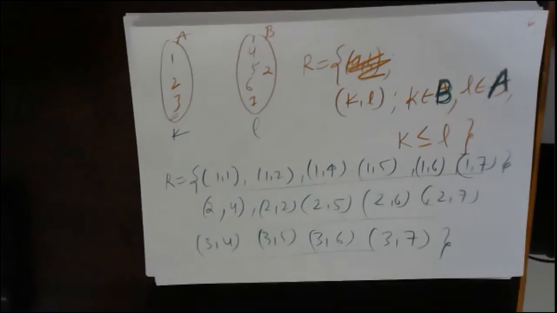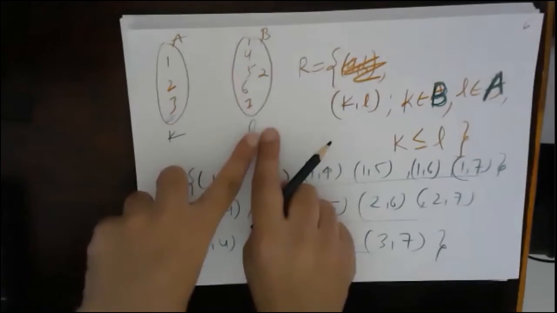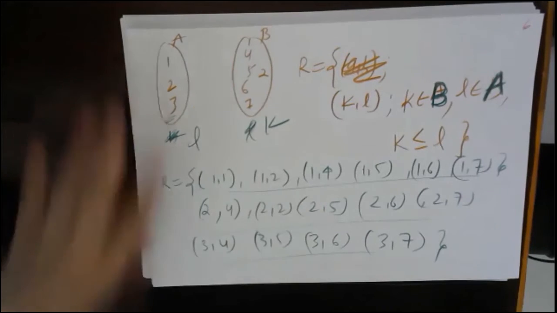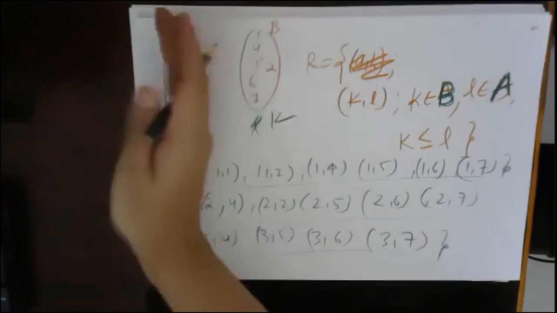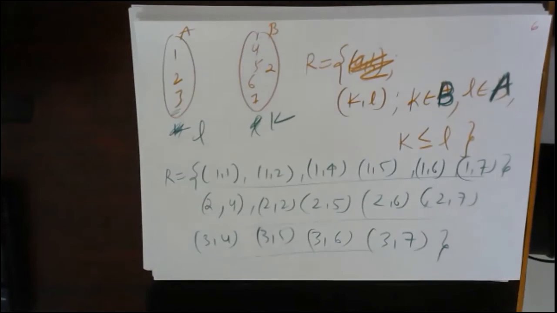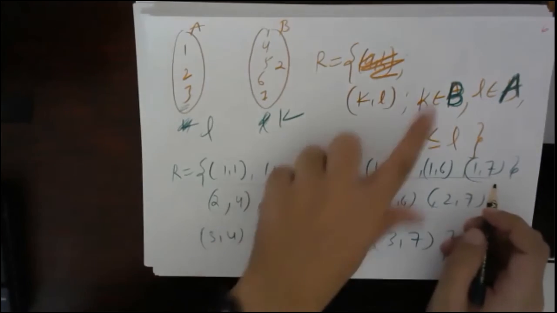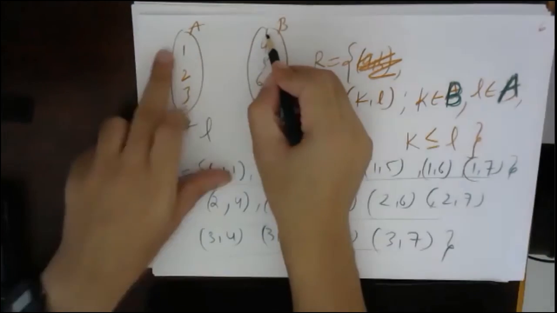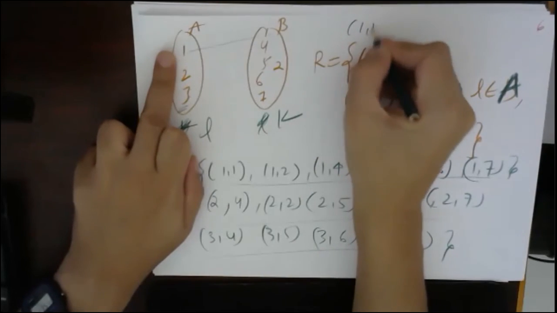Yes, done. Okay. So now the thing which changes is that K belongs to B. So now this is K and this is L. Previously the relation was from A to B. Now the relation is from B to A. So now K should be less than or equal to L. So 1 can be linked with 1. So this is (1,1).